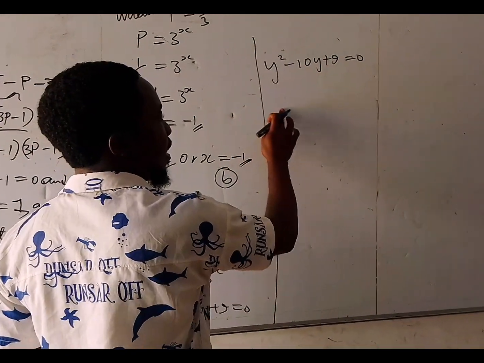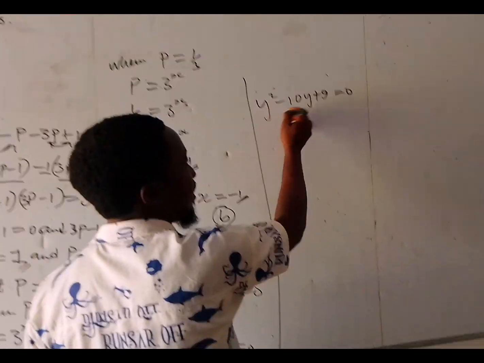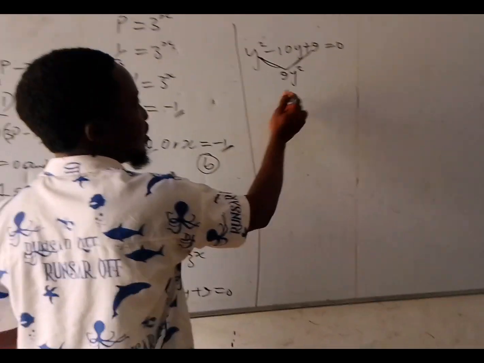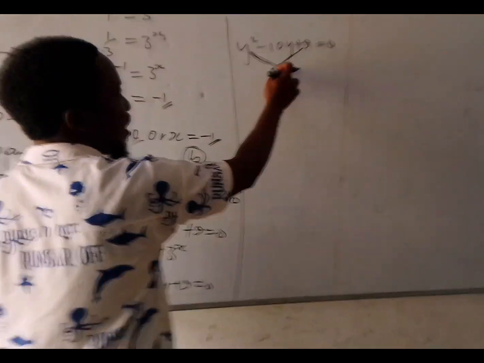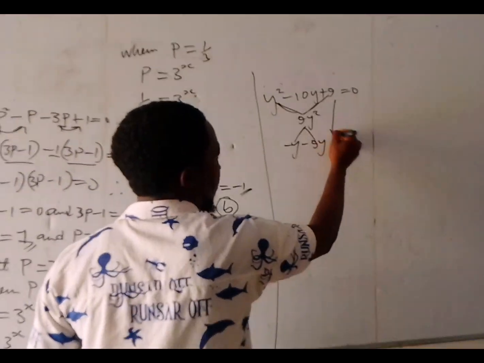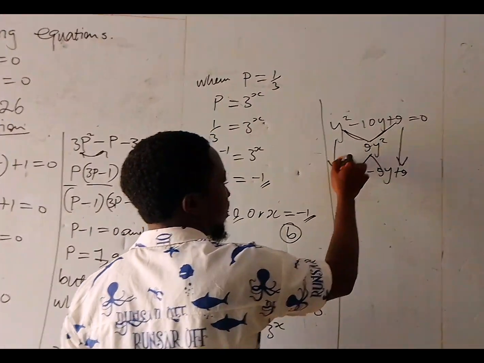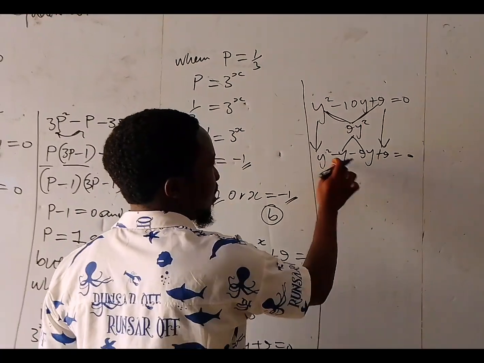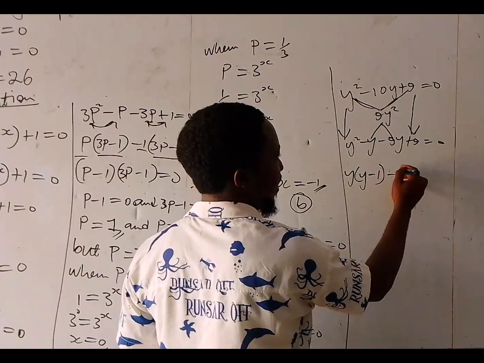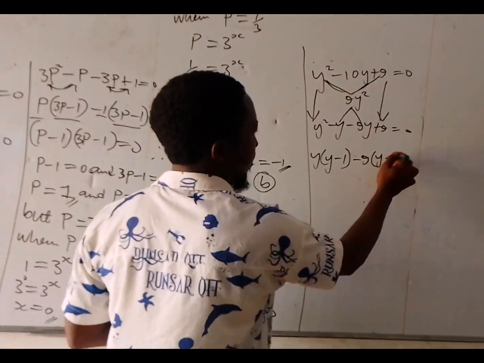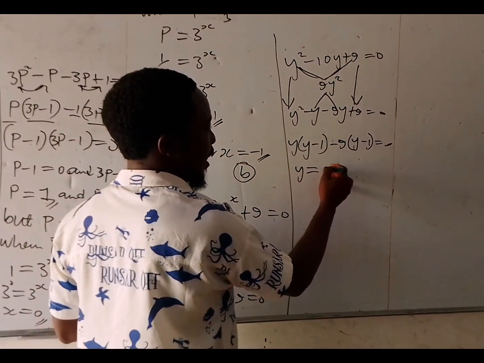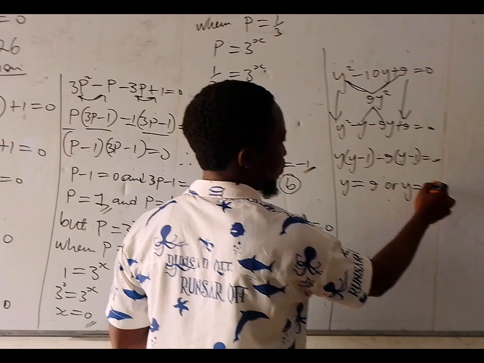So by factorization method, by multiplying these two, we get 9y squared. Now, two numbers that will multiply to give 9y squared and add to give this are negative y and negative 9y, right? So you bring this down, this is plus 9. You bring this down, this is y squared, equal to 0. Let's factorize this. This is y into y minus 1, right? Let's factorize here, minus 9. This will give us y minus 1 equal to 0. So when we solve, you realize that your y is equal to 9 or y is equal to 1.